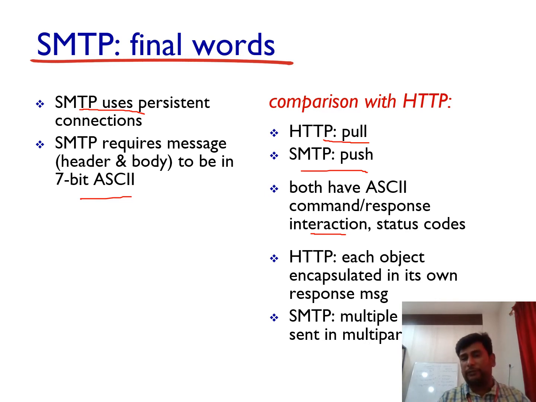But there's one more difference between SMTP and HTTP: in HTTP each object is encapsulated in its own response message. So it is almost like implementing a non-persistent connection. Whereas in SMTP, multiple objects are sent in a multi-part message, and that is the reason why we can have a persistent connection in the case of SMTP. Okay.